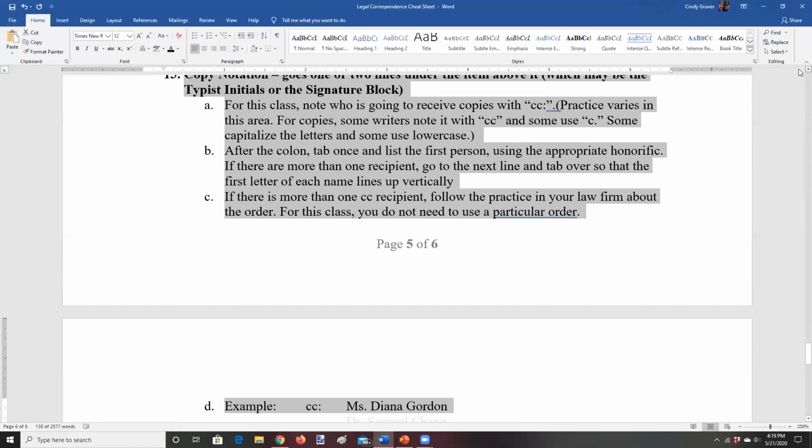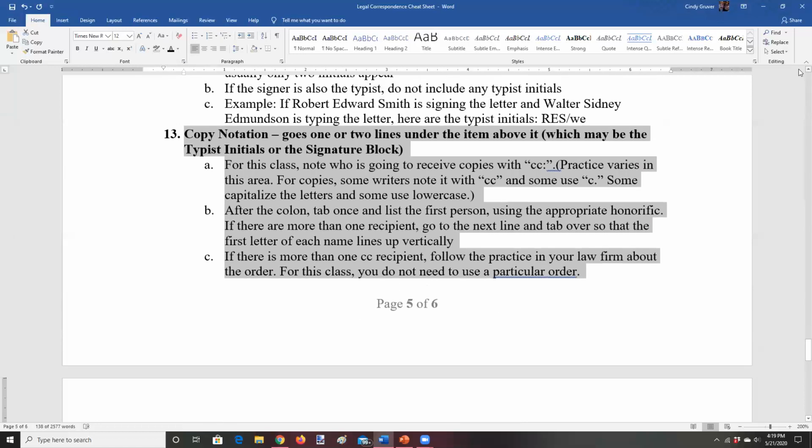Okay, so now let's consider the copy notations. These are commonly called the CCs, or sometimes people call them the Cs. Again, you have a little bit of flexibility here. You can make it directly below the typist initials if there are some, or you can make it directly below the signature block. You're always going to have that. Or you can space it out a little bit. If your letter seems to be kind of top heavy, you can elongate it. There are lots of different ways of formatting this.